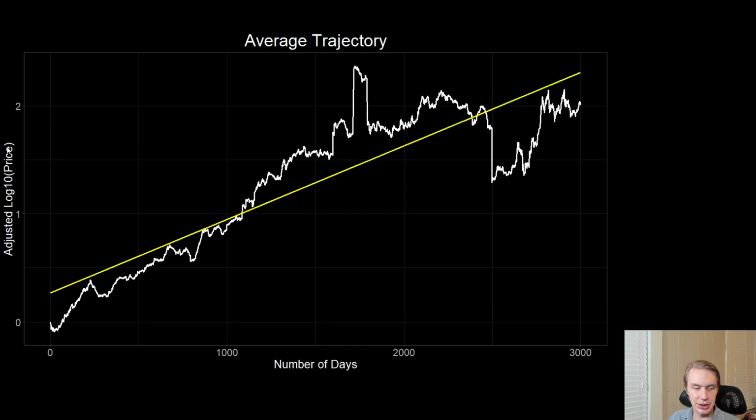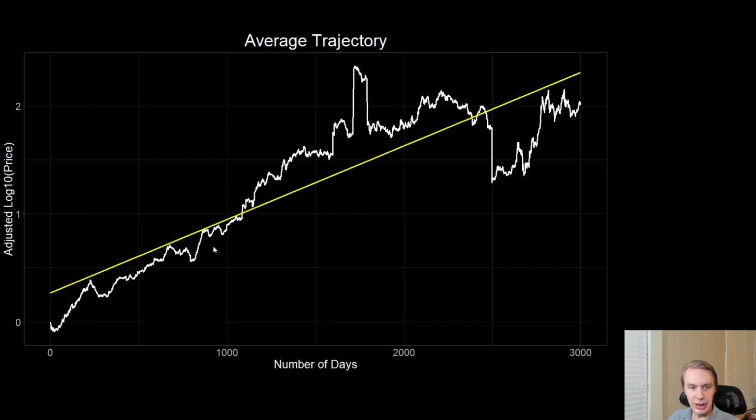And the y-axis is basically denoted in logarithmic price, and is adjusted because I basically set the price of all the assets to start at 0, and that's how you can create this average line. So the way that you interpret these values here is that 0 to 1 would be a 10x from the starting point, a 0 to 2 would be a 100x, if we got up to 3, that would be 1000x, etc. It's basically multiples of 10.